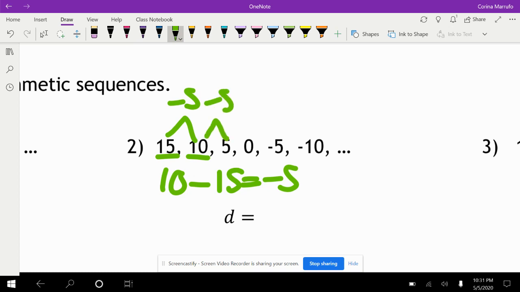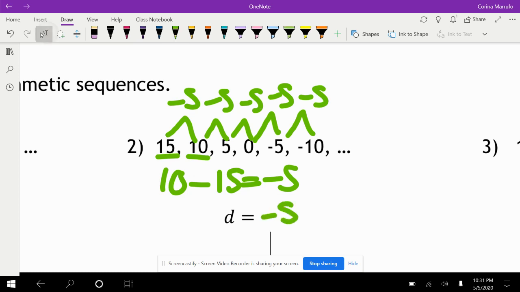10 minus 5 is 5. 5 minus 5 gives you 0. 0 minus 5 gives you negative 5. Negative 5 minus 5 gives you negative 10. So your common difference is negative 5.